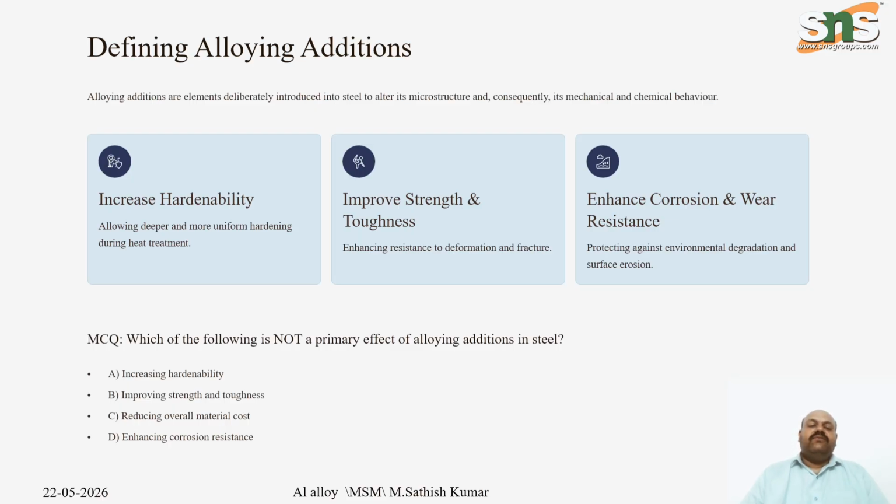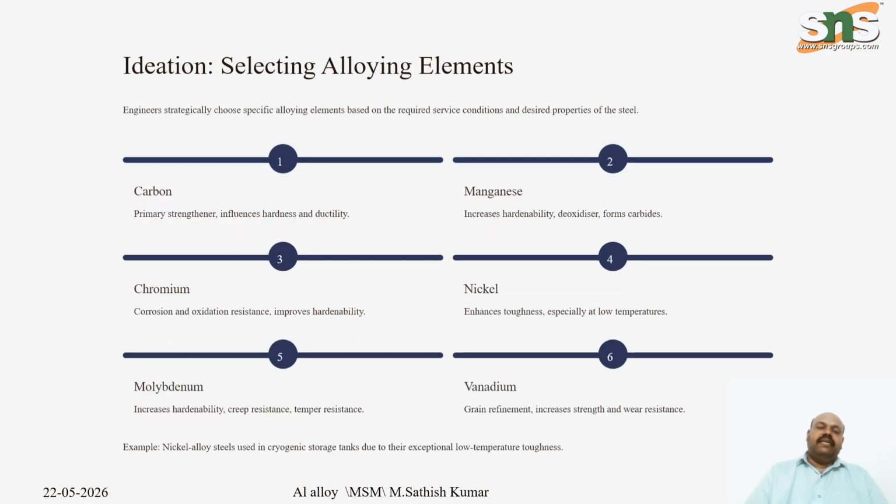Which of the following is not a primary effect of alloying additions in steel? So they have asked the negative question. Increasing hardenability. Yes, we are going to increase hardenability. Improving strength and toughness. Yes, we are going to do it. Reducing overall material cost. By alloying, we will never reduce cost. Since alloying is about properties and cost is something different, this is the odd one out, C. Let's go to the next slide.